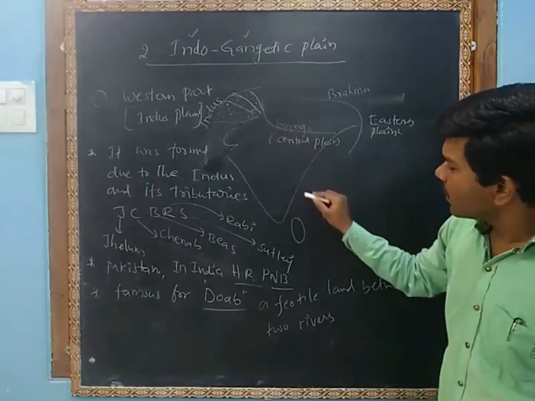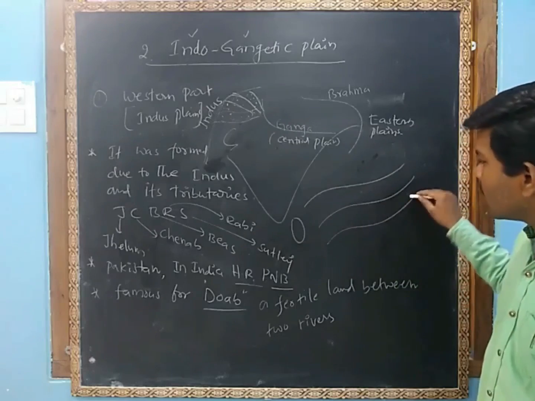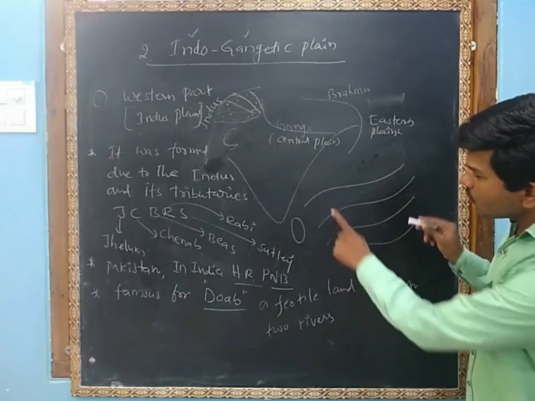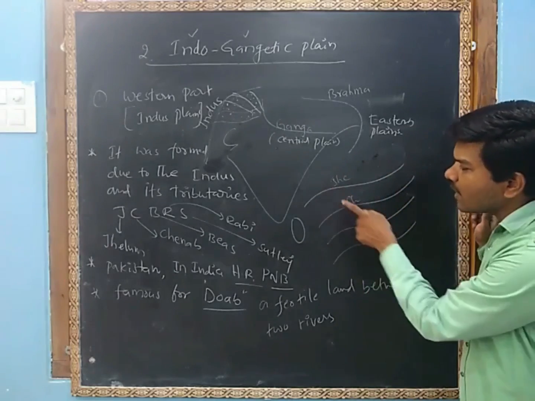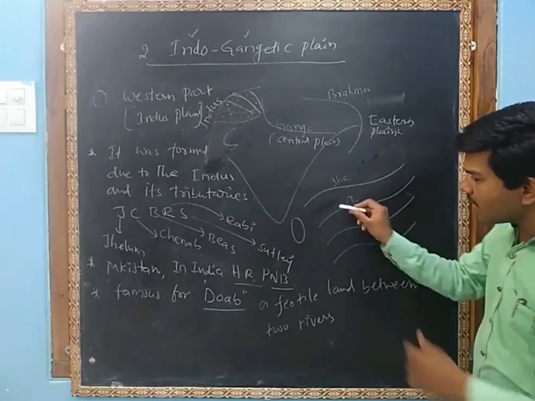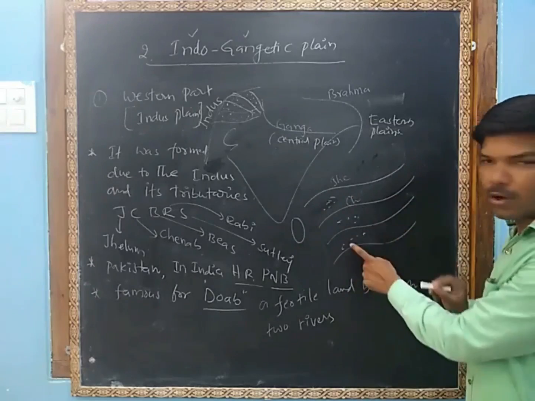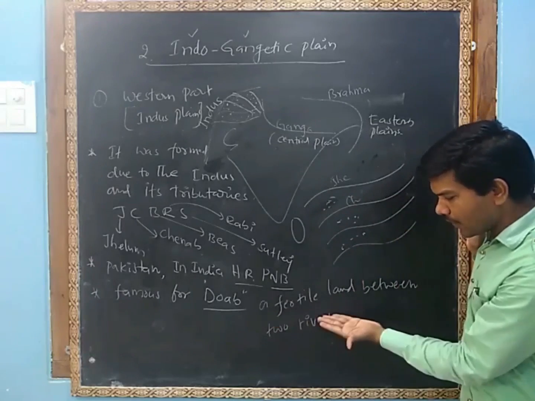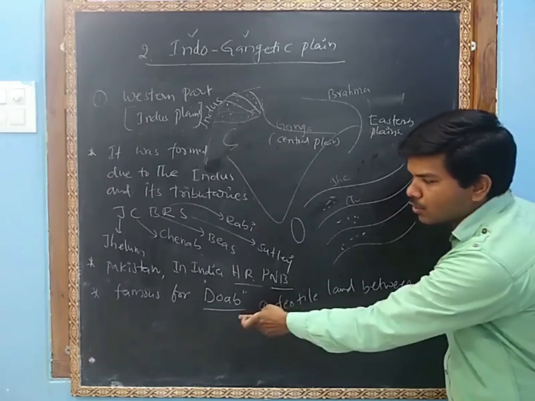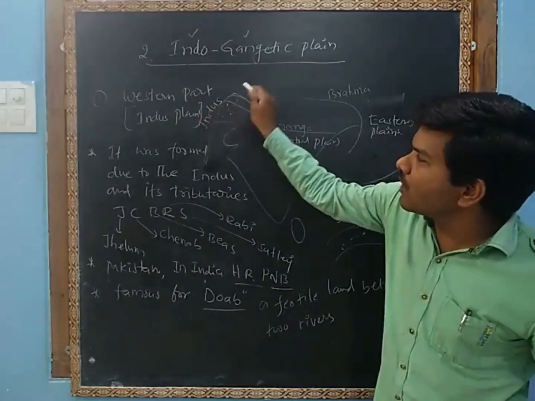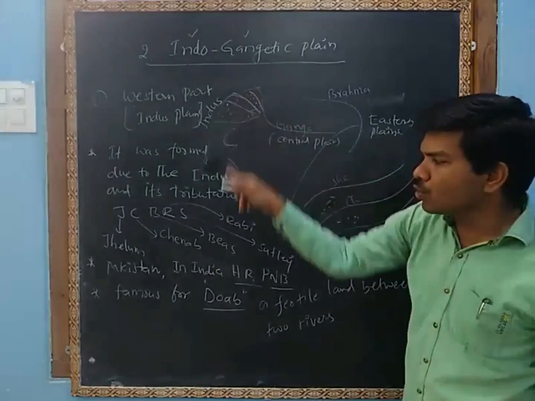For example, this is the Jhelum river and this is the Chenab river. The land between the Jhelum and Chenab is called a Doab, and this is also a Doab, and this is also a Doab. So a fertile land between two rivers is known as Doab. The western part is very famous for the Doab feature.